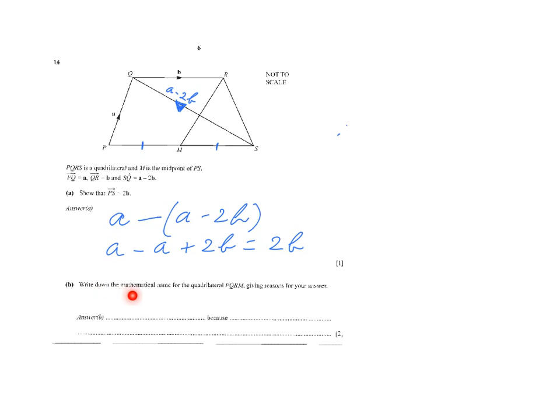For 2 points, write down a mathematical name for the quadrilateral PQRM. So what is that? PQRM.